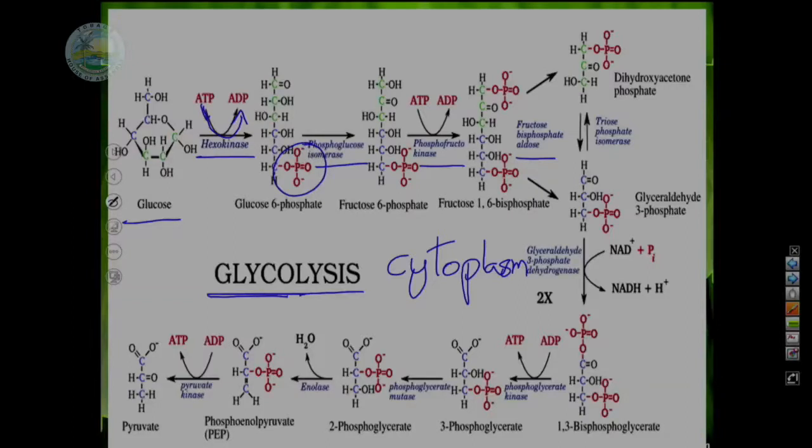Of course, this is the ring structure of glucose, and this is simply the straight chain structure. But we are seeing the phosphate here, and this is called glucose 6-phosphate, because the phosphate is attached to glucose, to the carbon atom number 6. Then we have, let me just erase this a bit to neaten up here.